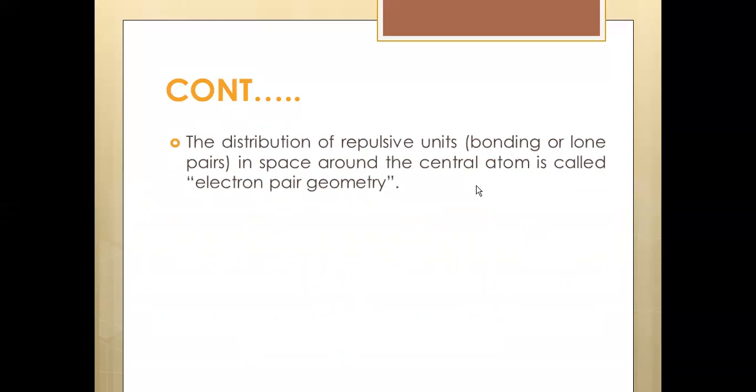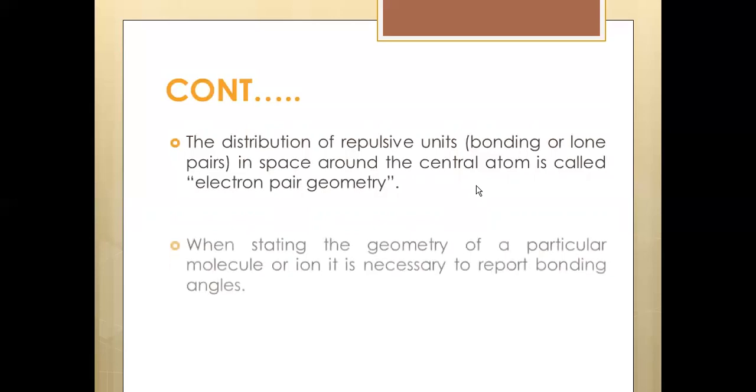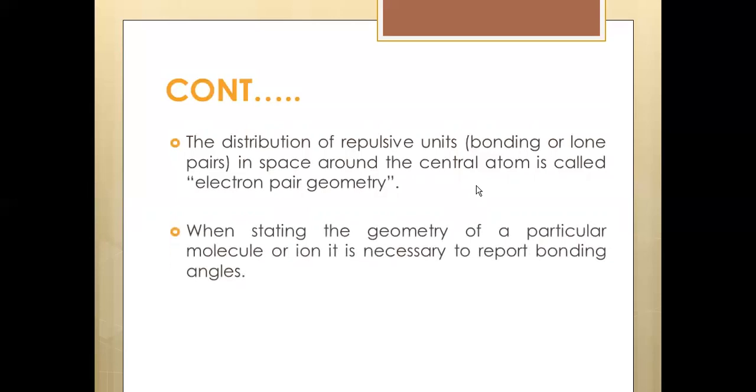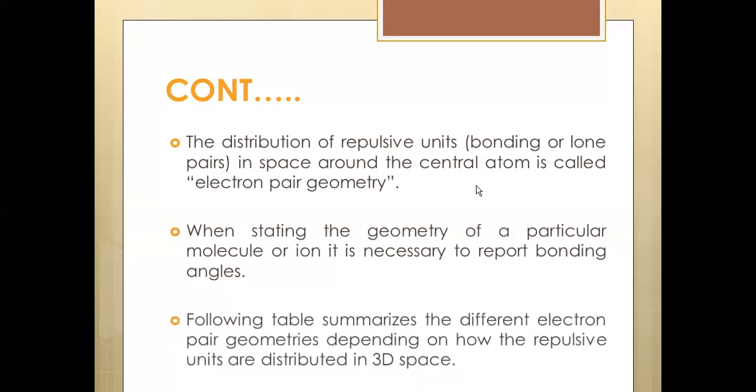Why is the distribution of these repulsive units, the bonding or lone pairs, around the central atom called electron pair geometry? When stating the geometry of a particular molecule or ion, it is necessary to report the bonding angles. So the angles are very important. We said the word called electron pair geometry. So when we speak about the geometry, you definitely have to mention the bonding angle. The following table summarizes the different electron pair geometries depending on how the repulsive units are distributed in 3D space.